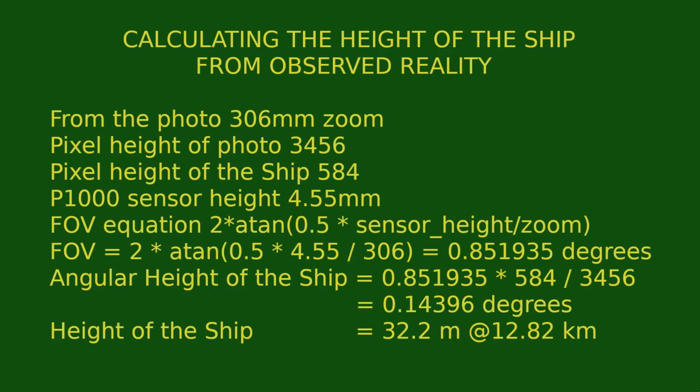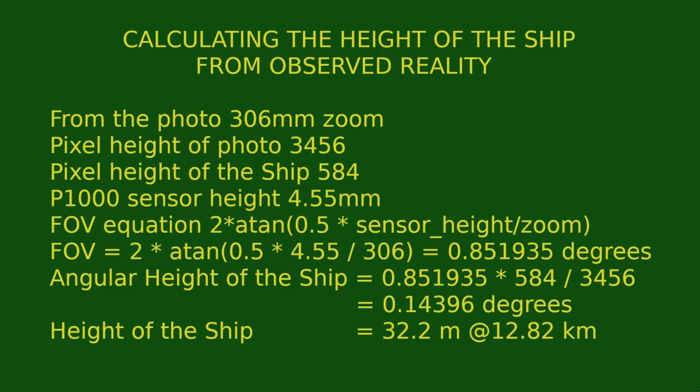Now we plug the numbers into this equation, and we get that the field of view in that particular photo is 0.851935 degrees. That's probably more decimal points than we need because the accuracy is affected by the distance to the ship, but that particular field of view is good, very good enough for making this calculation.